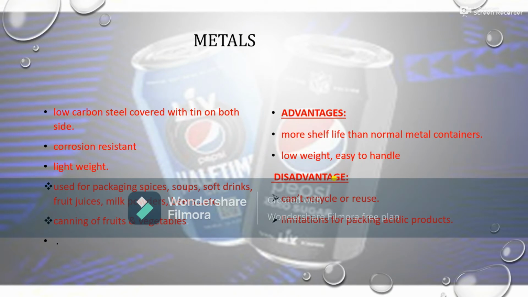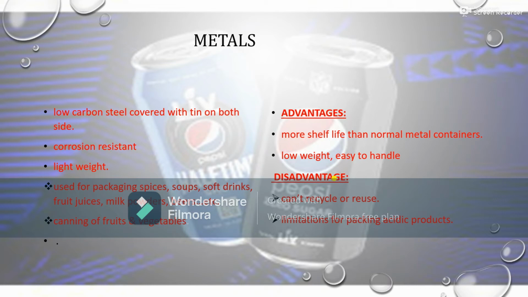So, let's talk about metal. Low carbon steel covered with tin on both sides. Corrosion resistant, it is light in weight, used for packaging soup, soft drink, fruit juice, milk powder, beer, etc. Canning of fruits and vegetables. So basically, metals are used in those types of food product.